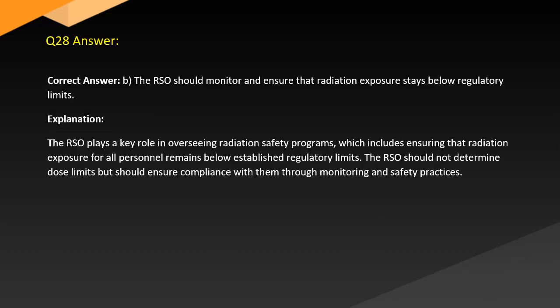Answer. Correct answer. B. The RSO should monitor and ensure that radiation exposure stays below regulatory limits. Explanation. The RSO plays a key role in overseeing radiation safety programs, which includes ensuring that radiation exposure for all personnel remains below established regulatory limits. The RSO should not determine those limits, but should ensure compliance with them through monitoring and safety practices.